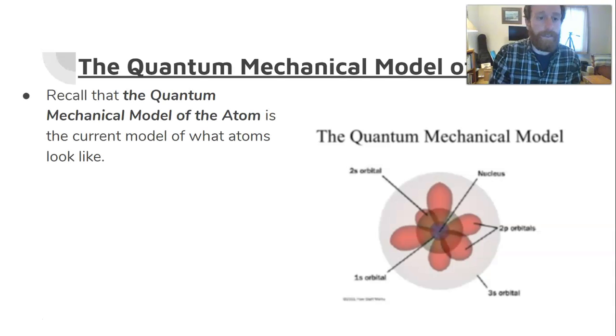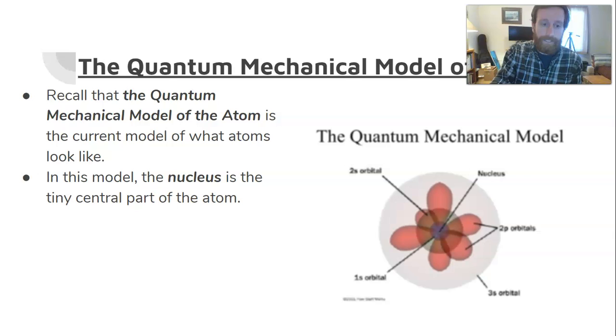Recall that the quantum mechanical model of the atom is the current model of what the atom looks like. You did some history on atomic structure that went through various stages of what we thought the atom looked like, and this is where we're at today.